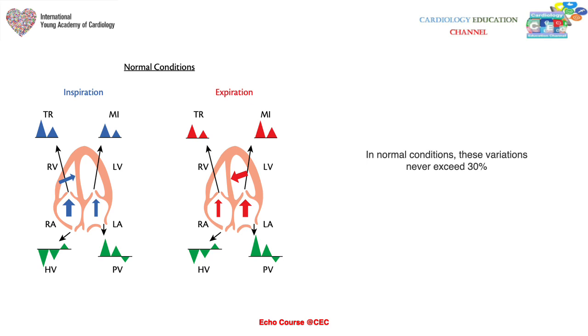Normally, there is some variability of the flow across the mitral and the tricuspid valve with inspiration and with expiration, but it's usually never exceeding 30% in this variability, and we can detect this by using the pulsed wave velocity. Here in either cardiac tamponade or in pericardial constriction, these values are more exaggerated, and it's more related to the variability between the inspiration and the expiration, as we will see later.